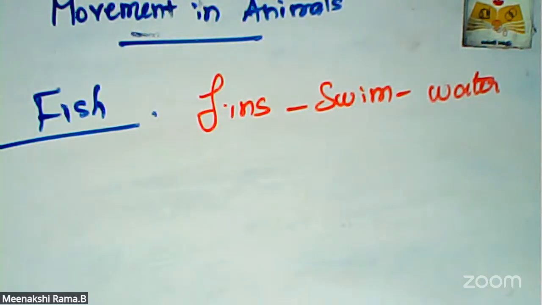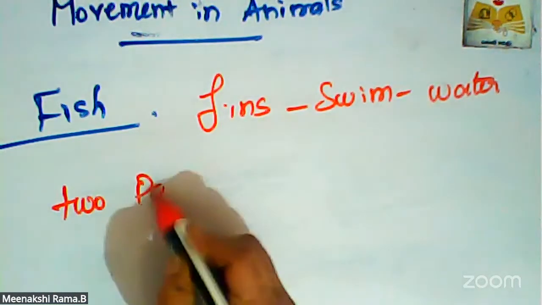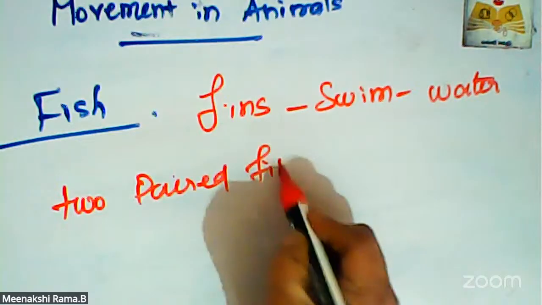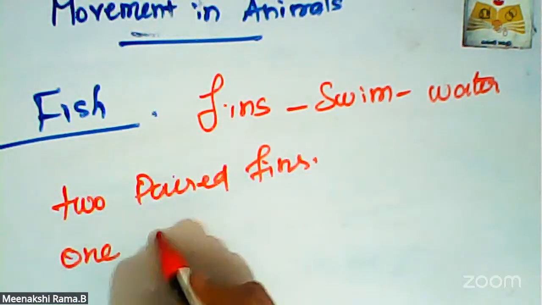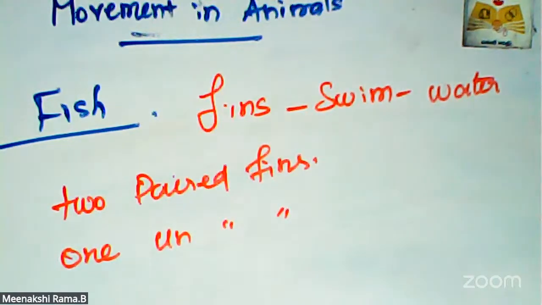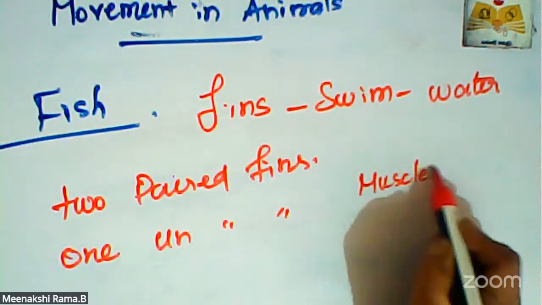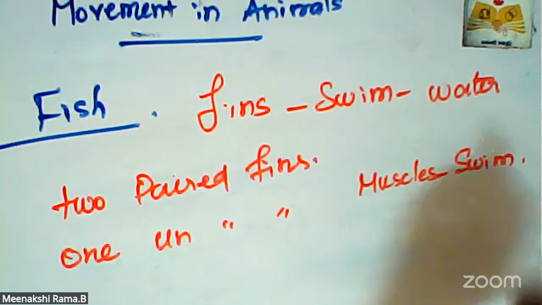So fish swim with the help of fins. They have two paired fins and one unpaired fin also present on their body. The body of a fish is streamlined, so it reduces friction while moving in water. So the body looks streamlined. They have strong muscles to help them swim. Muscle parts help to swim in the water.